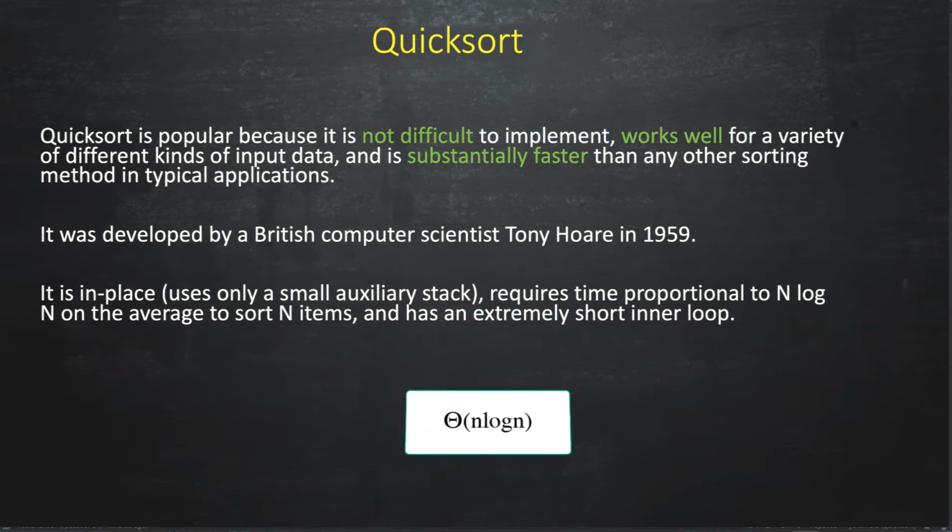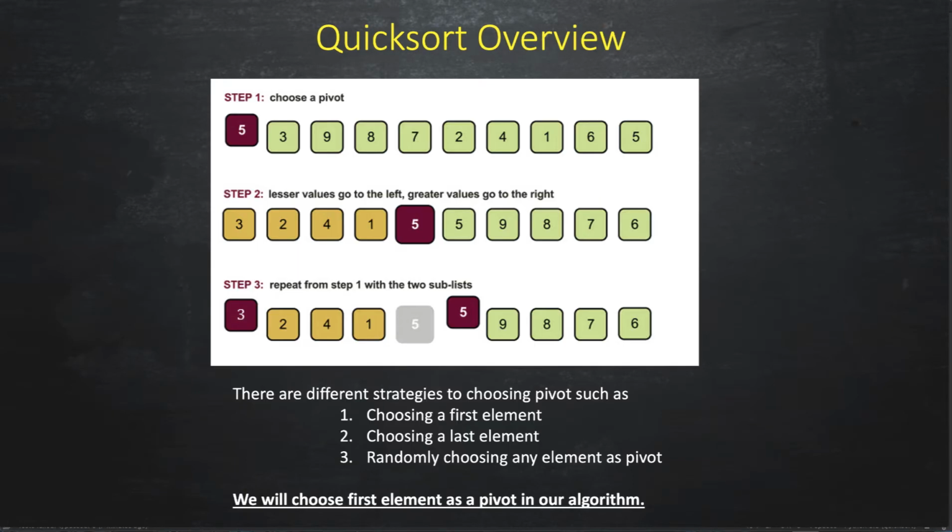So let's look at Quicksort and then we'll look at its implementation and then we'll talk about its efficiency. So let's look at this diagram. There are three steps in Quicksort. The first step is choosing a pivot.